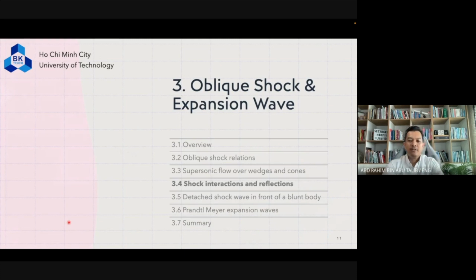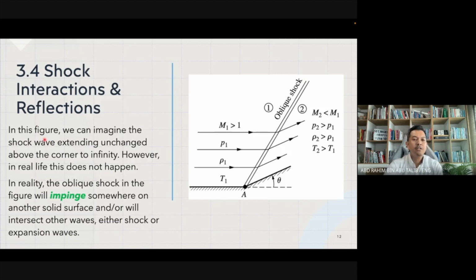Right. So that's basically we already cover the subtopic of 3.3, supersonic flow over wedges and cones. And later on in your tutorial, you may experience other examples on questions related to wedges and cones. Right. For the next subtopic, which is shock interactions and reflections. Okay, so this is 3.4.